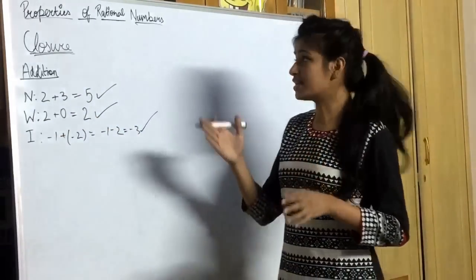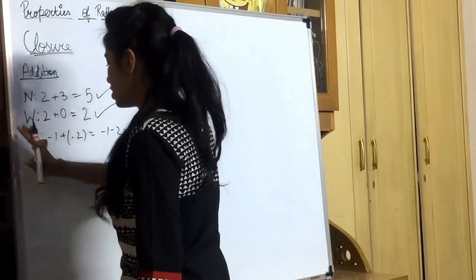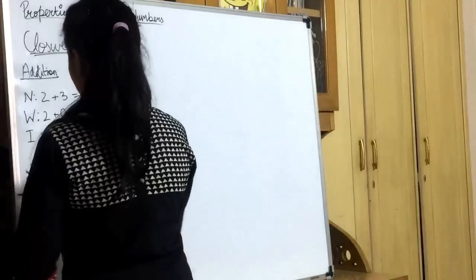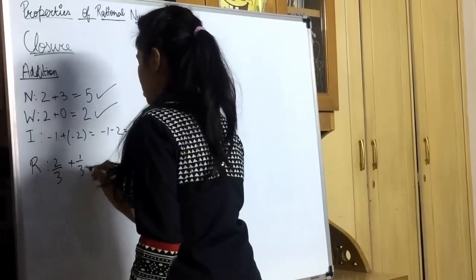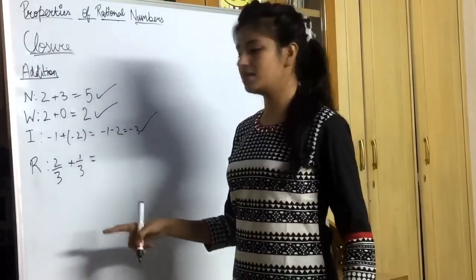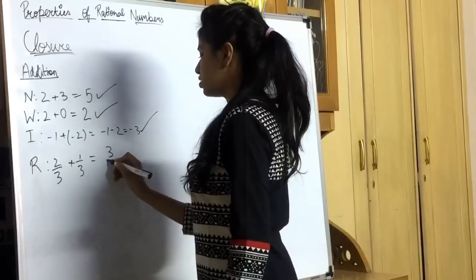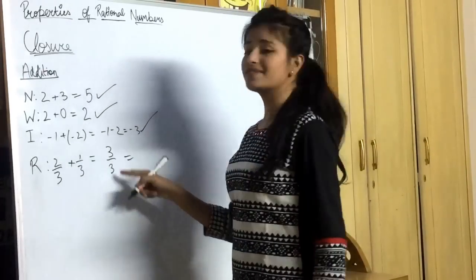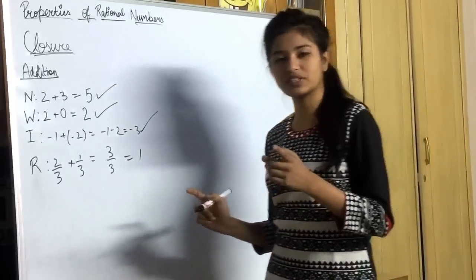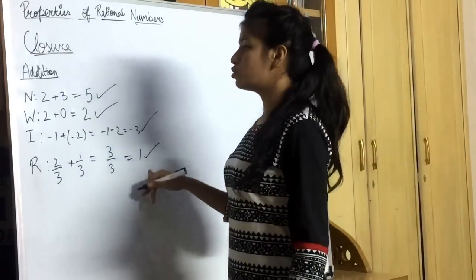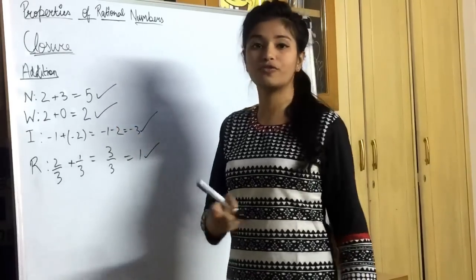Now coming to the focus point, that is the rational numbers. Let's take a rational number, such as 2 by 3, plus 1 by 3. Since the denominator is the same, we look at the numerator. 2 plus 1 gives 3, and the denominator stays as it is. So this gives us 1. Is 1 a rational number? Yes, we have learned in the previous video that 1 is a rational number. So it holds true. Addition of natural numbers, whole numbers, integers and rational numbers is closed under addition.